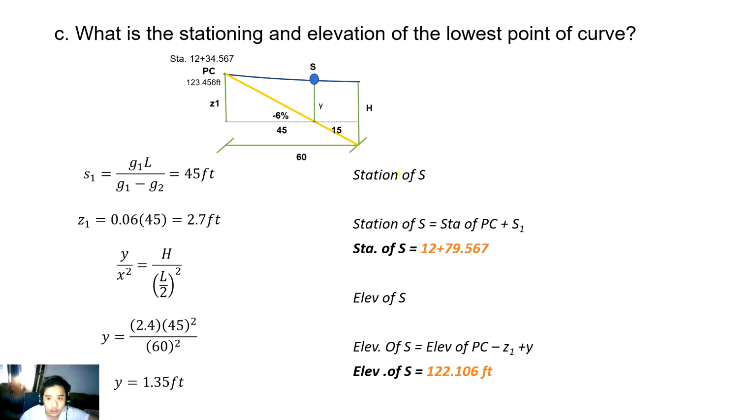For the station of S or the lowest point of curve, station of S will be used station of PC plus S1 to get the station of S. So, station of PC, 12 plus 34.567 plus S1 natin, which is 45 feet. So we'll get 12 plus 79.567 as the answer. So sa elevation of S naman, we're going to use elevation of PC, which is 123.456 feet, minus Z1 plus Y. So ang Z1 natin ay alam naman na natin, 2.7. Then yung Y naman natin ay 1.35. So elevation of S will be 122.106.